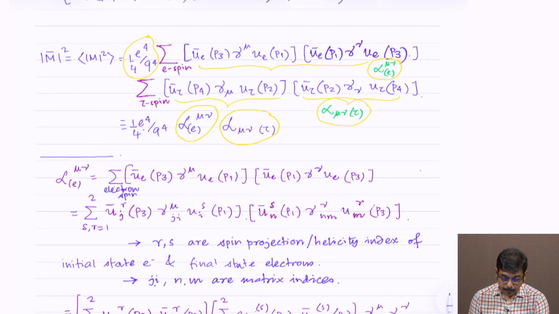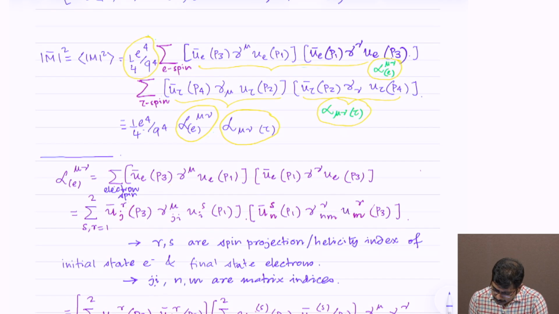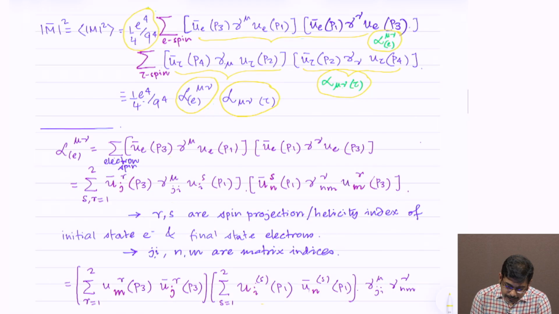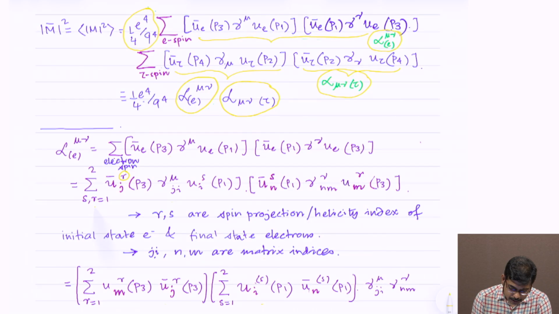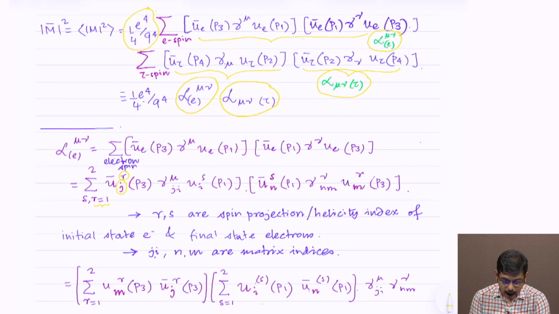Now what I am going to do is rewrite this expression in terms of the helicity components as well as the matrix components. Let's see how we can do that. First of all, u e bar p3, let's assume that the helicity associated with it is r, and of course I am going to sum over those helicities, so r is summed from 1 to 2, and the matrix component of this u bar is j. So u e bar p3 is essentially u bar r j.